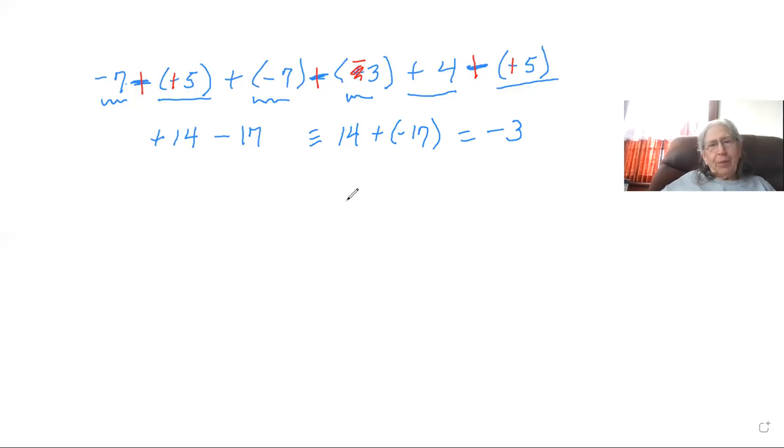That's all there is to know about subtracting positive and negative numbers.